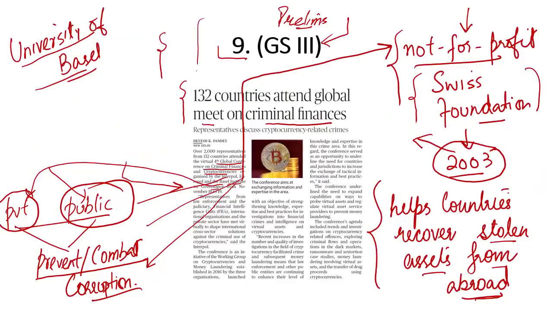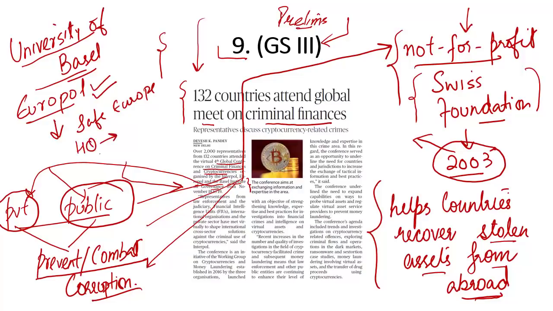So from this newspaper article, 3 things we need to understand. Number 1, Basel Institute on Governance. Number 2, Interpol. And the third one is Europol. Europol is the European Union's law enforcement agency. The main objective, the main goal of Europol is to achieve a safe Europe. And the headquarters of Europol is in The Hague, the Netherlands.